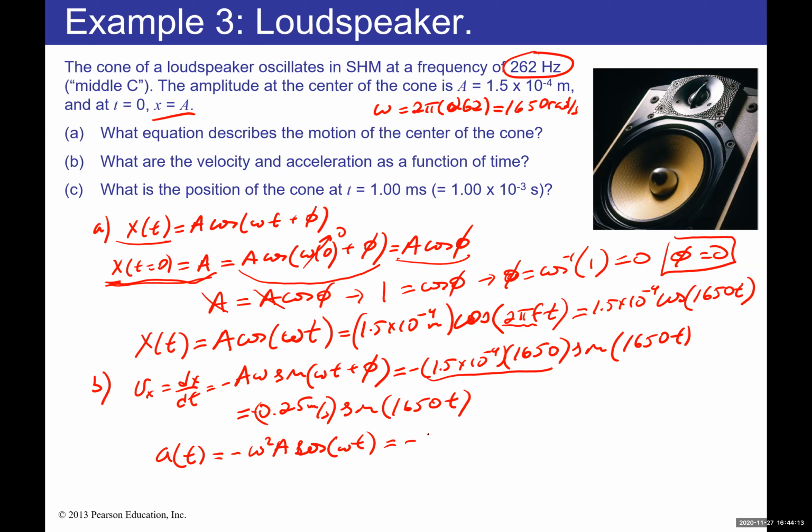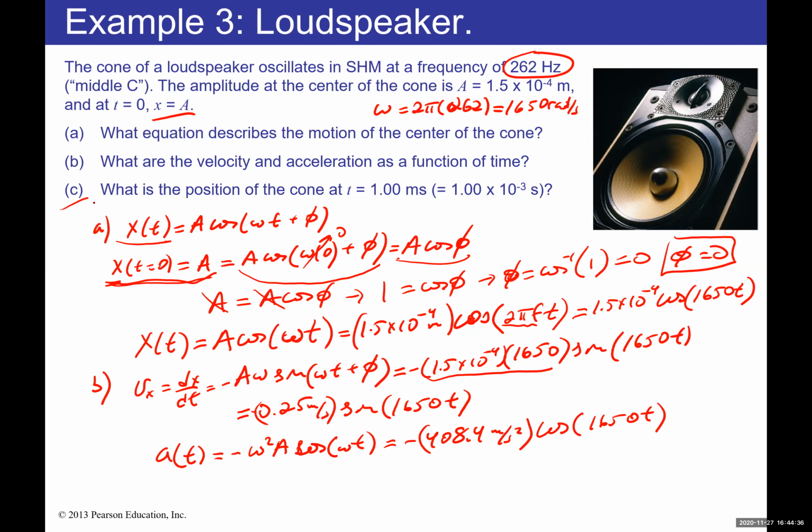Will end up giving me 408.4 meters per second squared, which is then nothing but a max, right? Maximum acceleration, then times cosine of 1650t. That's my velocity and acceleration as a function of time. The last part says, what is the position of the cone when time is 1 millisecond?